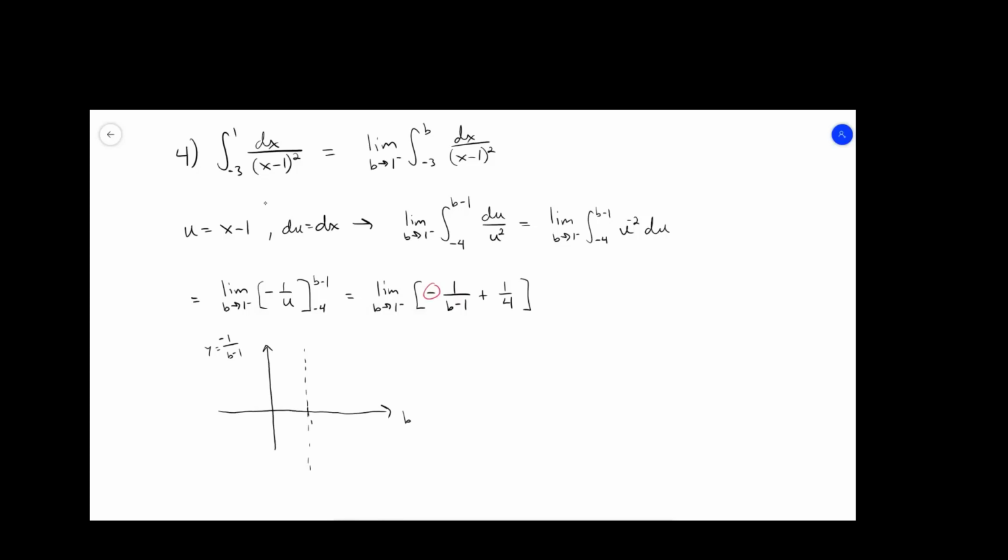If you plug in a number that's just slightly less than 1 there, or even anything less than 1, like 0, then you're going to get a positive number. So it looks to me like the graph of this function is going to do something like that. And so as you approach 1, right, coming closer to 1, the function is going up, up, up forever, right? So this is going to infinity. And so what do we say about this particular improper integral? It's divergent.